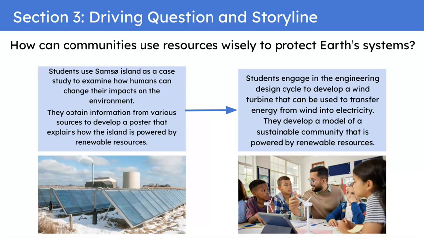In Section 3, students apply the concepts they've learned to examine the case of Samso Island and how the people there are using renewable energy for their needs while also protecting the environment. The driving question of Section 3 is, how can communities use resources wisely to protect Earth systems? Students become engineers to make a wind turbine that generates electricity and then develop a model of a sustainable community powered by renewable resources. Will you share pictures or videos of your student models with us? We would love to see them.